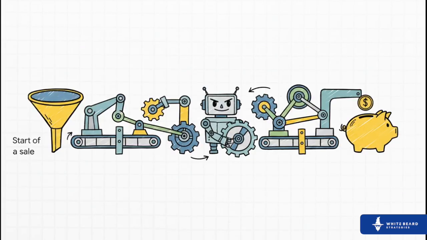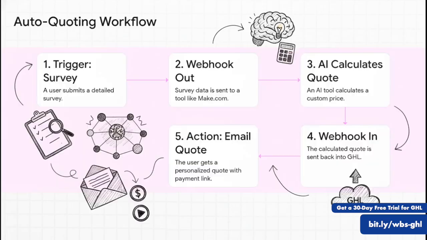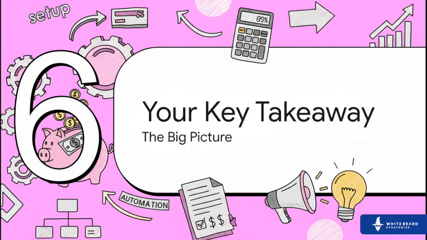Now let's really push the boundaries here. That was a reactive automation. It fixed a problem. What about a proactive one that handles a really complex, custom sale from the very beginning to the very end? Just imagine this for a second. A potential client fills out a super detailed survey on your website. A workflow instantly sends that data to an external tool. There, some AI logic crunches the numbers and calculates a custom quote. That quote gets sent back into GoHighLevel, which then automatically creates and sends a beautiful email with their personalized proposal and a payment link. Zero human intervention required. It's incredible.